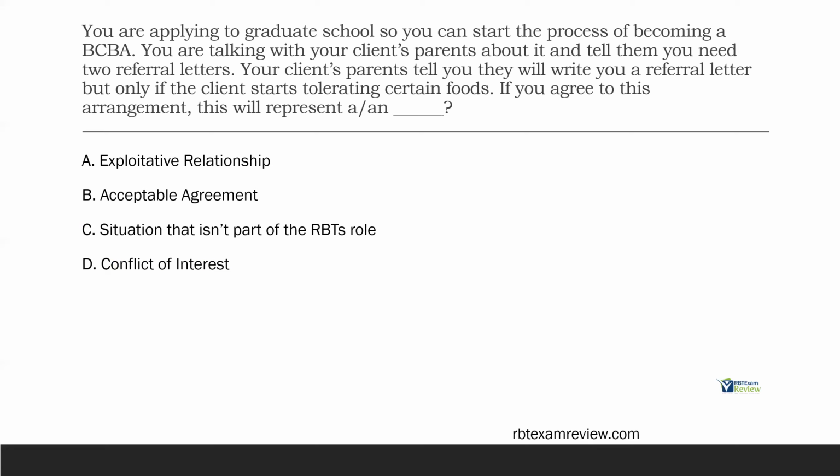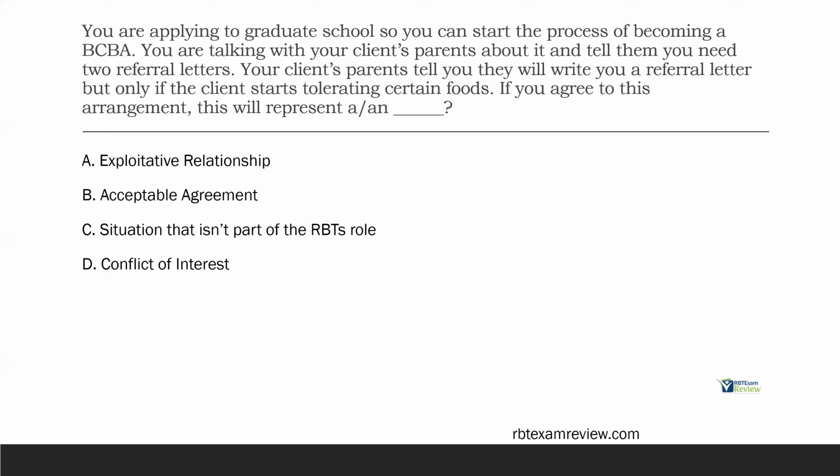D, conflict of interest. This is a conflict of interest. A conflict of interest is when the principal party, so the RBT or the supervisor, has an interest in the outcome of this interaction. So it's in your best interest for the client to start tolerating certain foods if you want the referral letter.